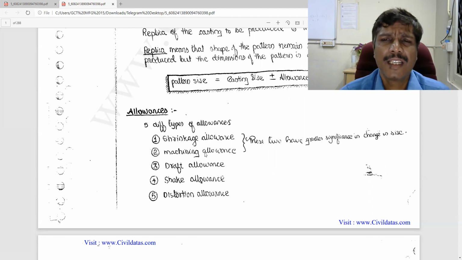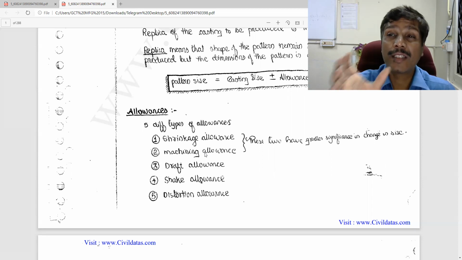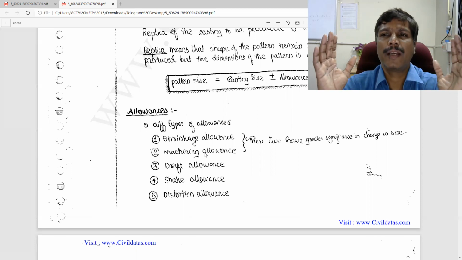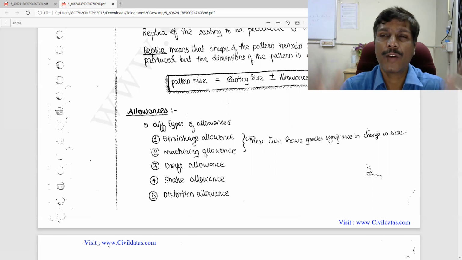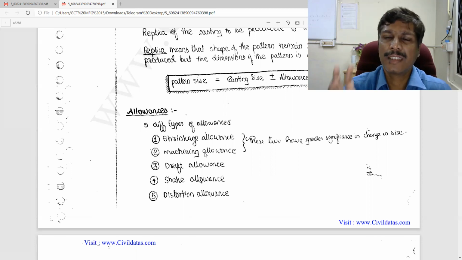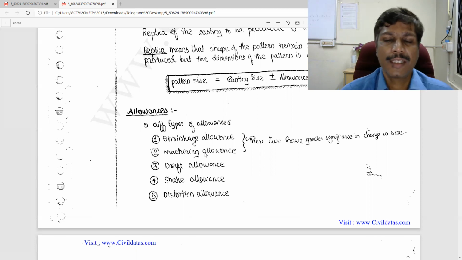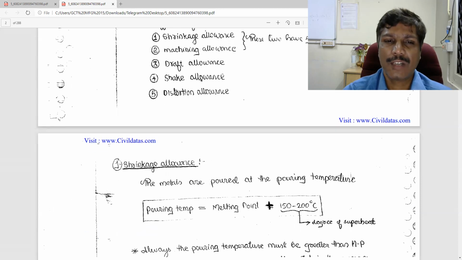Next is shake allowance. When you remove the pattern, we have to shake it a little bit and remove it. So the dimension gets enlarged, and for that we provide shake allowance. And next is distortion allowance. For example, when we have a U-shaped casting, it will bend after solidification. So initially we have to make an adjustment for that C shape, U shape. The shape may get distorted during solidification. The allowance provided to compensate for the distortion is termed distortion allowance. So we have shrinkage allowance, machining allowance, draft allowance, shake allowance, and distortion allowance.